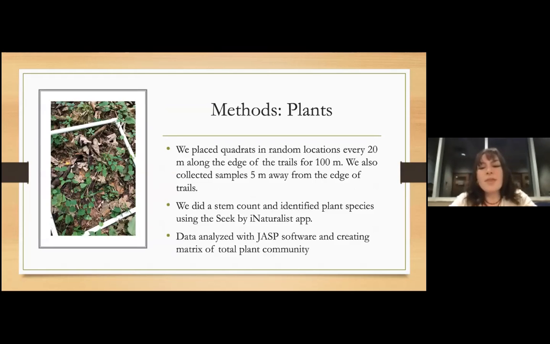So the methods that we used to get our plant data were that we placed the quadrats, like in the picture, in random locations every 20 meters along the edge of the trails for 100 meters. And then we also collected samples every 20 meters, 5 meters away from the edge of the trails. We also did a stem count and identified the plant species within each quadrat using the Seek by iNaturalist app. And then we took all of our data and put it into a vegetation matrix and analyzed the data using JASP computer software.